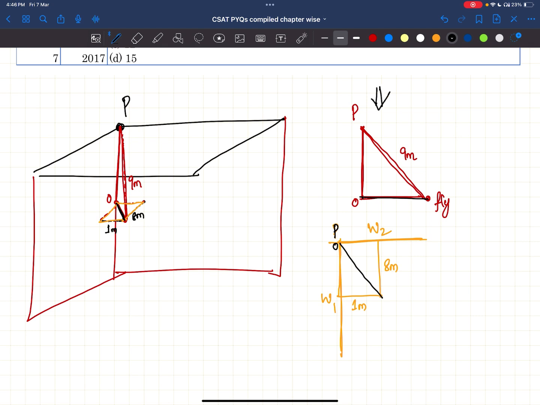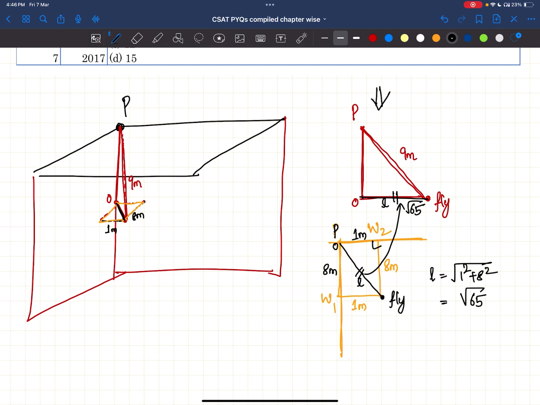And this will be the fly. This is also 1 meter. This is also 8 meters. Can you see? This is a right angle triangle, right? And this is the hypotenuse. This value is equal to this value, right? Now we'll find this value. This is the length value. According to Pythagoras theorem, it is 1 square plus 8 square, that means 1 plus 64, under root of 65. Now we got this value as under root of 65.